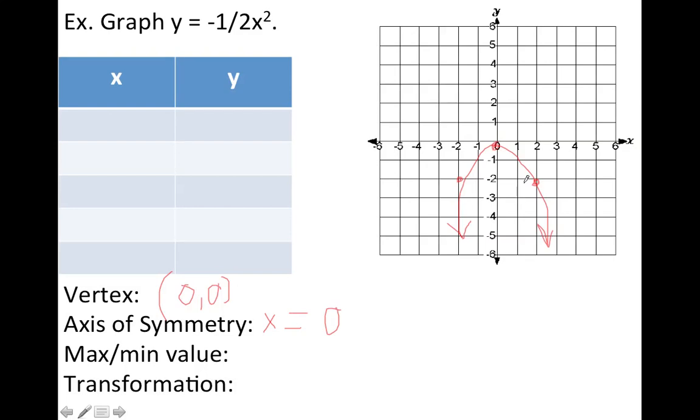Then we have to determine, is our vertex the highest or lowest point of our graph? It is the highest, so it will be a max. And it goes with the y value of our vertex, which is 0. And this time we have two transformations. Again, notice how it's flipped down, so that's a reflection. And then notice how the number out front of our x squared term is a fraction. That means we have a compression. So our two transformations are reflection and compression.